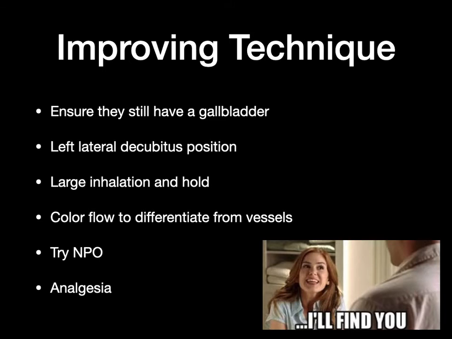Finally, make sure your patient's pain is well controlled because this will allow you to have a better examination.